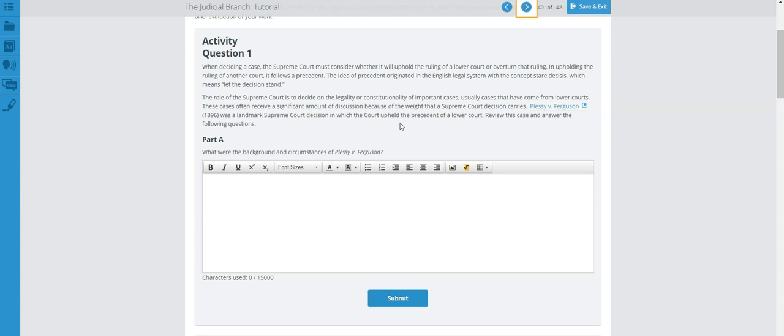The role of the Supreme Court is to decide on the legality or constitutionality of important cases, usually cases that have come from lower courts. These cases often receive a significant amount of discussion because of the weight that a Supreme Court decision carries. And by the way, I strongly suggest, in order to answer questions here, that you click on this link over here, Plessy v. Ferguson, as it will help you answer the questions.